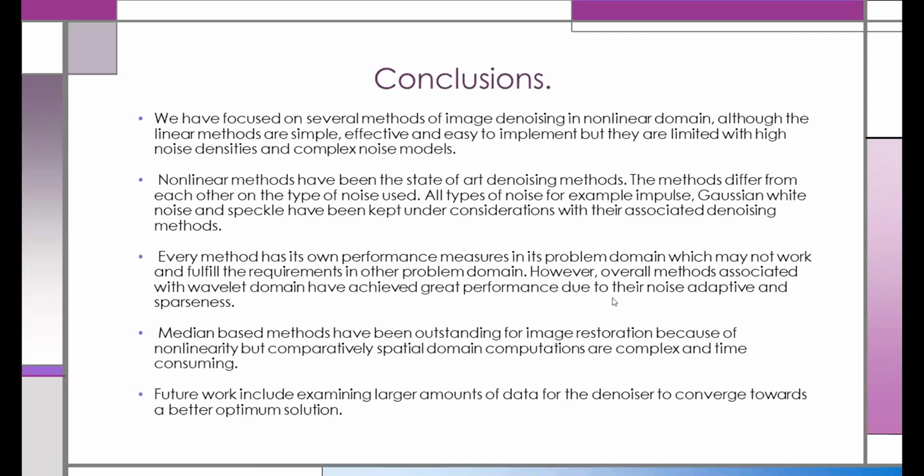We have also focused on several methods for image denoising in the non-linear domain, but we have specifically given this presentation about the linear part. Every method has its own performance measure in its problem domain. We have fulfilled all the requirements, and the output prediction was proposed to be 0.3912, which is quite good. More future work and examining still have flexibility here, so we can do more to produce a better optimum solution.